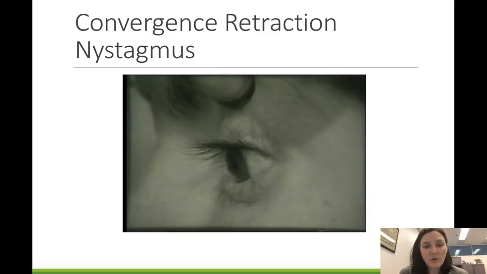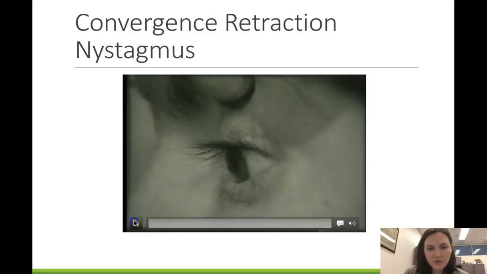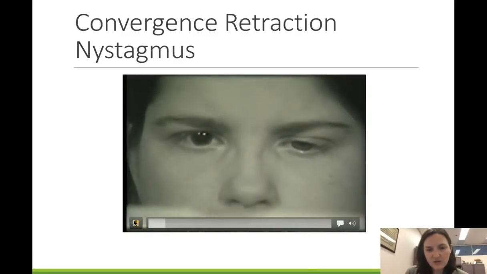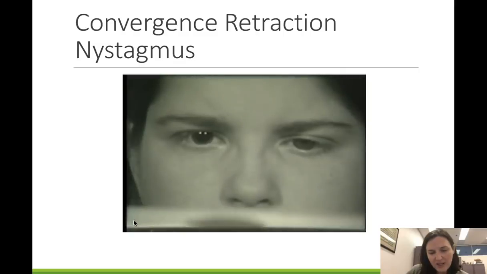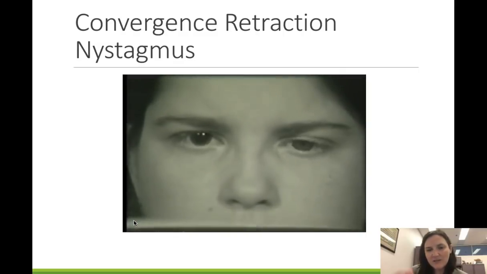So here's a video of convergence retraction nystagmus, which I mentioned is a manifestation of the dorsal midbrain syndrome. And it's such a unique eye movement because it really demonstrates the inability for the brain to communicate appropriately with the brainstem. And so what this video shows is they're using an optokinetic nystagmus drum that creates the sensation of trying to drive the eyes up through reflexive mechanisms.